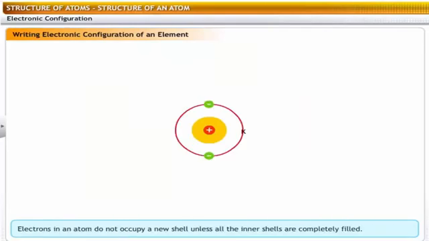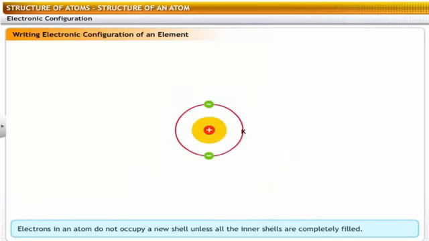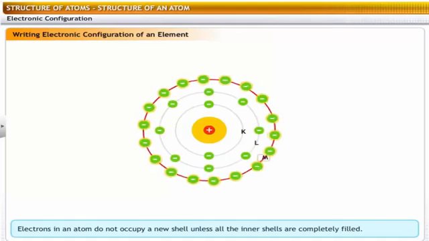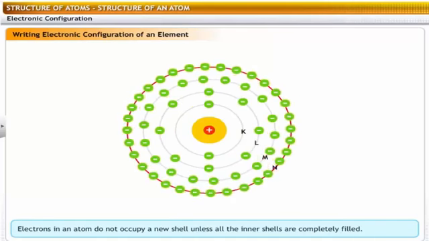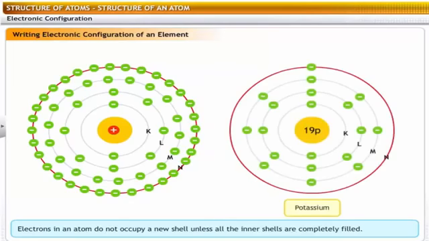Electrons in an atom do not occupy a new shell unless all the inner shells are completely filled. The filling of electrons in an atom is a stepwise approach. First, the electrons are filled in K shell, then in L shell, M shell, N shell, and so on. There are a few exceptions to this rule, which are applicable to elements with an atomic number more than 18.